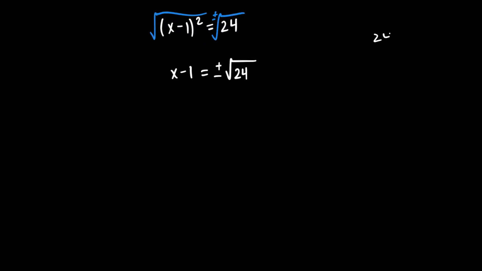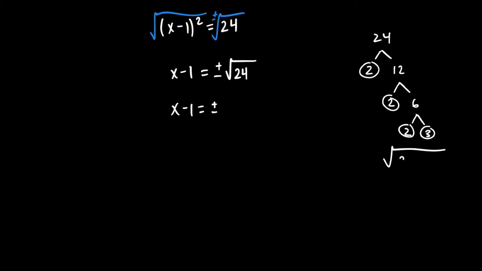So 24, I'm just going to run through this real quick. That breaks down into 2 and 12. 12 is 2 and 6. 6 is 2 and 3. So x minus 1 is equal to plus or minus the square root of 24, which is really 2 times 2 times 2 times 3. There is a pair of 2's here, so that'll become a 2 on the outside. So you'll be left with 2 times the square root of 6 there. So this is going to be plus or minus 2 times the square root of 6.